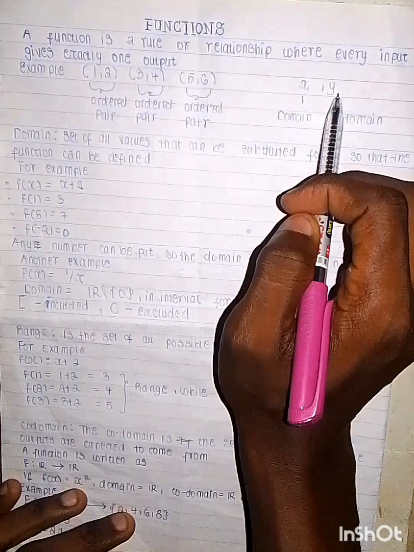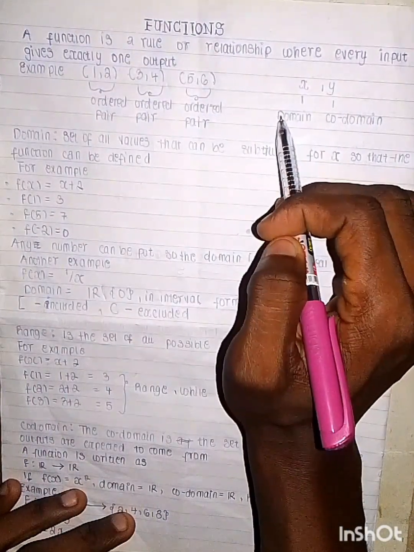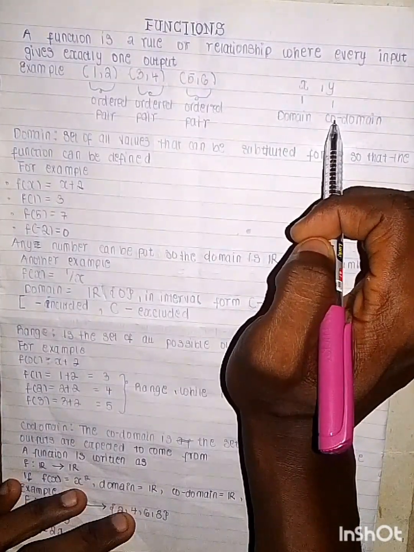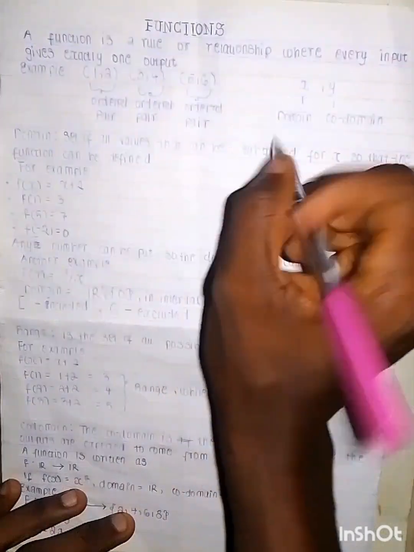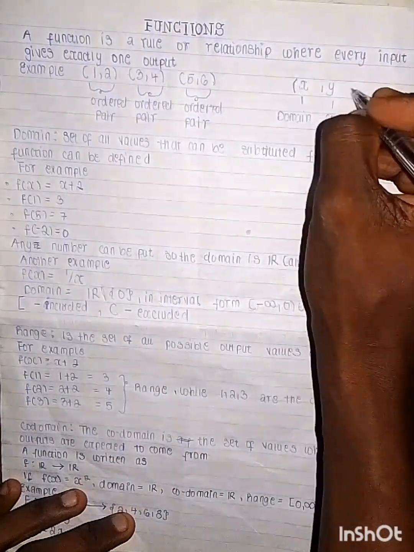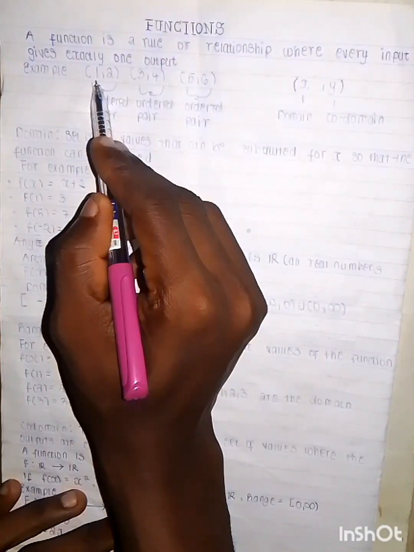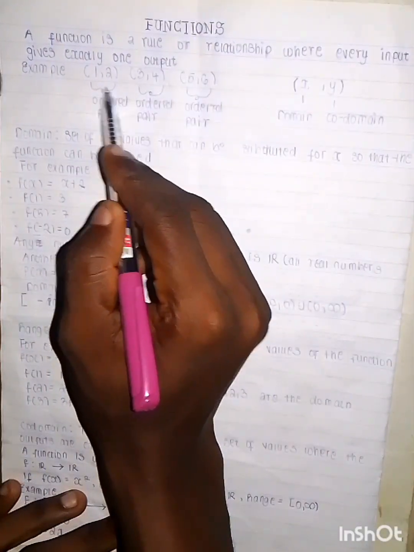Now we have here x, we have here y. This x here is known as what? The domain, while the y here is known as what? The codomain. Now this x and y is the same thing. This is when we have the bracket, an ordered pair. The same thing we have here: one is the domain, two is the codomain, and this is the ordered pair.